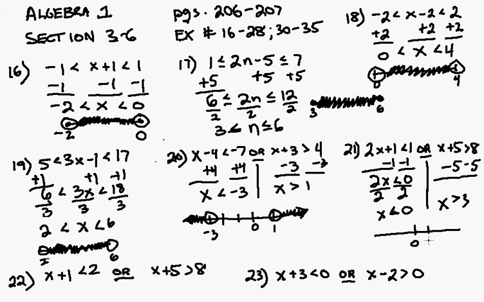Here's 0, here's 1, 2, 3. So I got an open circle at 3, darkened line going to the right. And here I have an open circle at 0, darkened line going to the left.